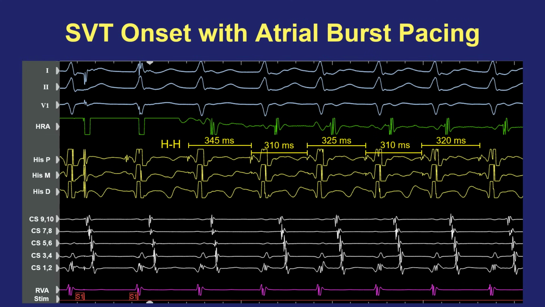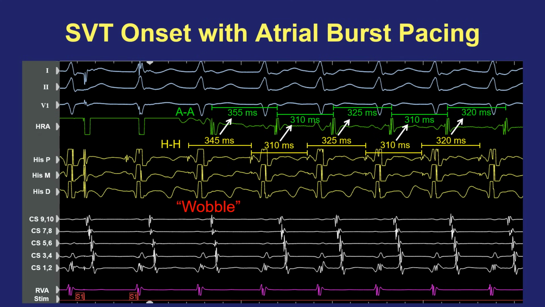Here I've first measured the His or HH intervals in the beats during the onset of tachycardia. And this variability we sometimes call wobble or cycle length variation, and it is something that can be actually very helpful, again, during spontaneous changes that can occur in a tachycardia. Here I've measured the AA intervals in green, and notice here how the changes in cycle length first appear in the His intervals and then appear in the AA intervals. These HH changes precede the AA changes. Is that helpful? Yes, it is.